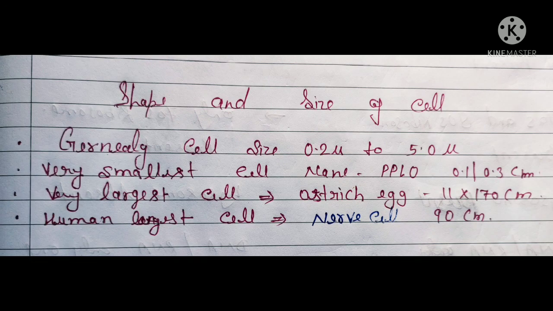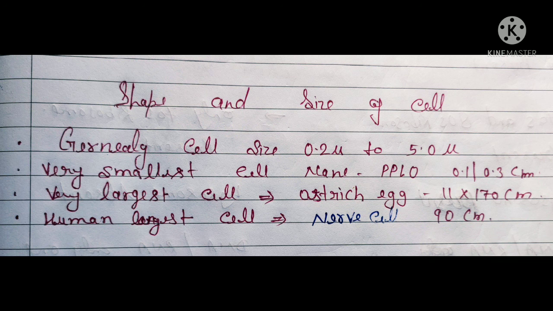Cell shape and size of cells. Generally, cell size is 0.2 micrometer to 5.0 micrometer. The shape of cells is different in multicellular and unicellular organisms, such as amoeba, animals, and plants. Basic cell shapes are globular, spiral, comma, and variable, depending on function.